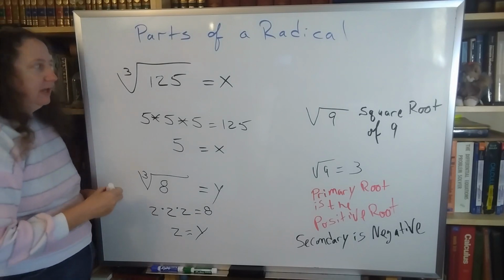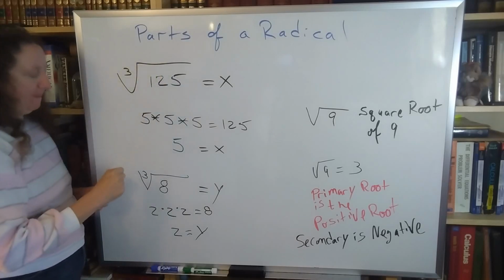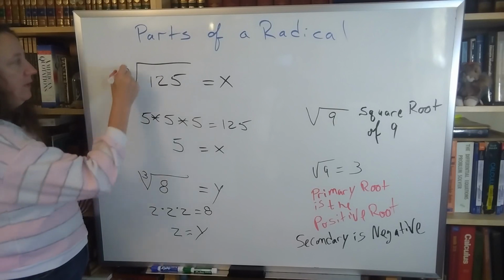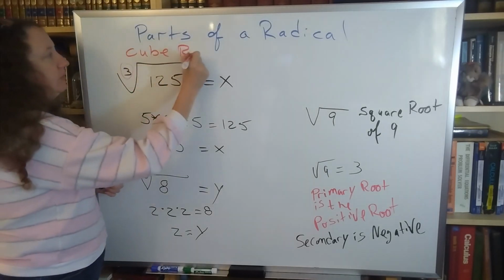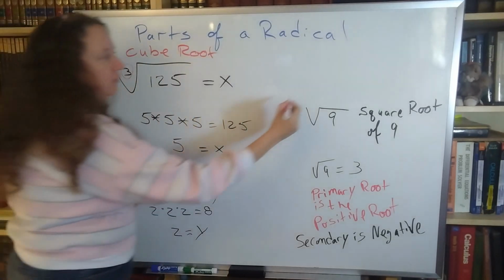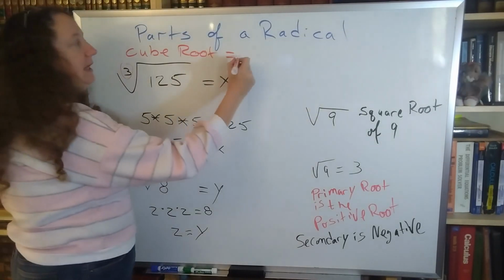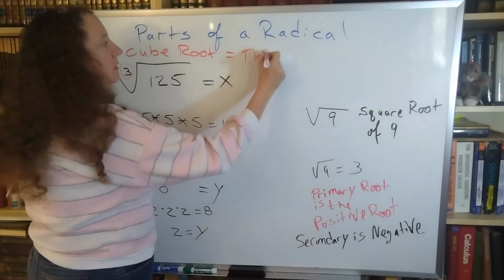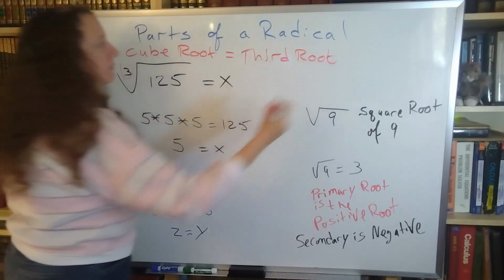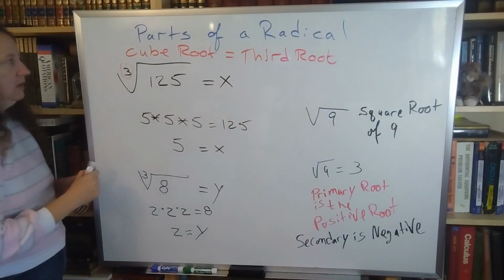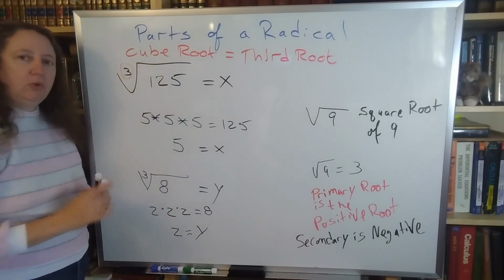On your calculator, you may have a cube root symbol. And that's what this is called with the 3 in here. This is the cube root, as opposed to the square root there. It can also be called the third root. So you might have a cube root symbol on there, you might not. Depends on your calculator.